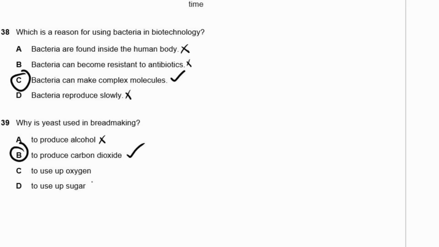To use up oxygen? Nope, I don't see why that would be useful. And to use up sugar? Well, they do use up sugar, but that's not necessarily something that is beneficial or not. You put more sugar in if you want it sweet, and they will still produce the carbon dioxide. So there we go. The answer is B.